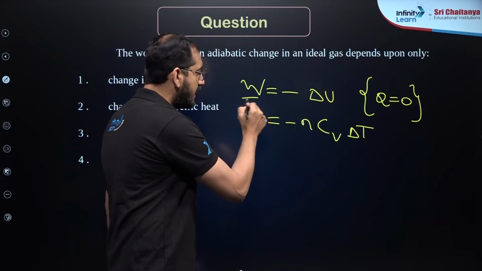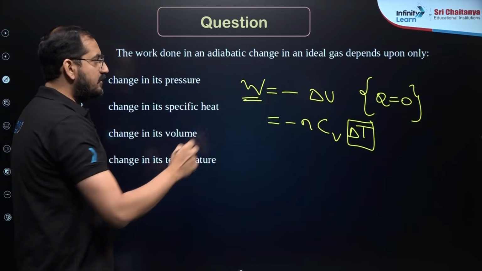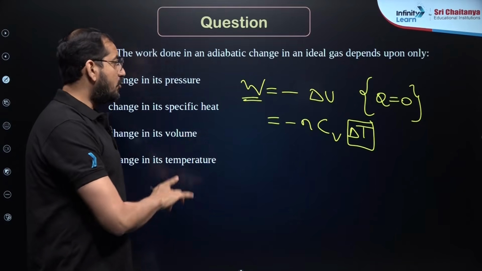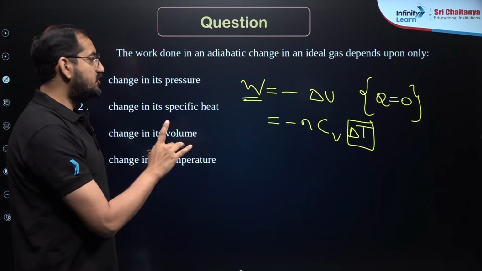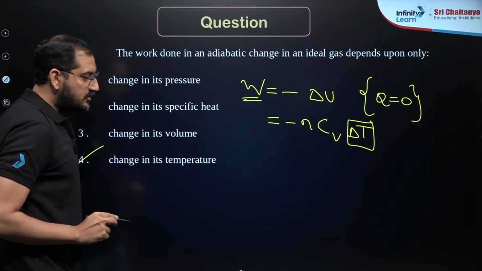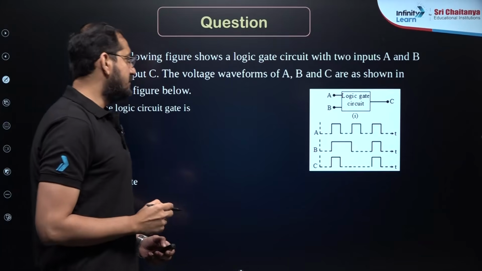So W has a direct dependency on this delta T term, right? Although there will be some dependency on pressure and volume as well, but when we are talking about the direct dependency, it is always the change in the temperature. Okay, we can see that the fourth option matches, so that is your correct answer. All right, let's move on to our next question.